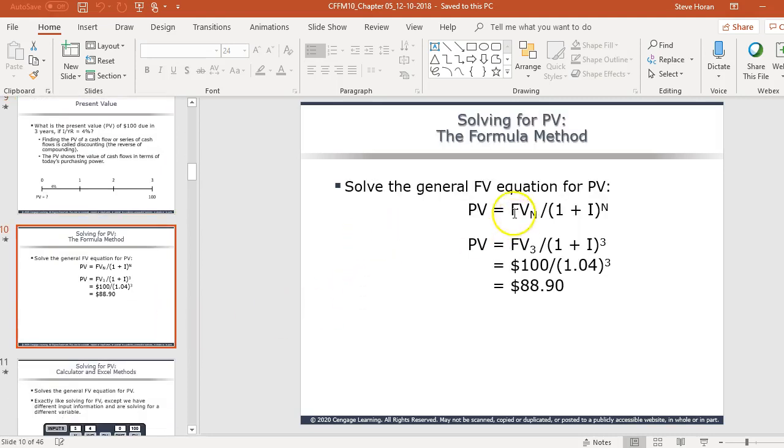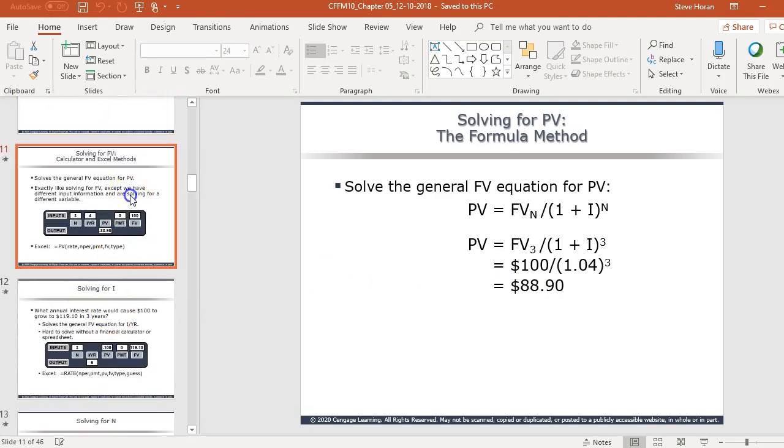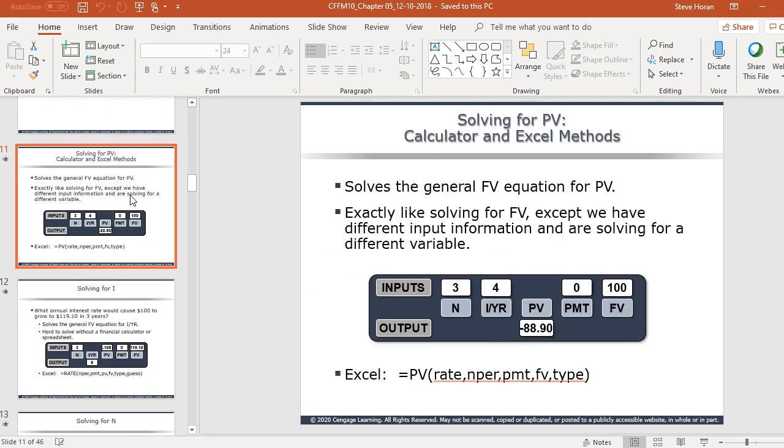And the formula for present value has all the same inputs that the future value formula had, but reorganized in a different way. Okay, so now we're taking present value as future value divided by 1 plus I, the interest rate, to the power of n. So after I solve for this, the answer is 88.90. And what that means is if I have 88.90 today, I invest that at 4% for 3 years. By the end of year 3, that will be worth $100. So it works the same way as the previous calculation for future value.